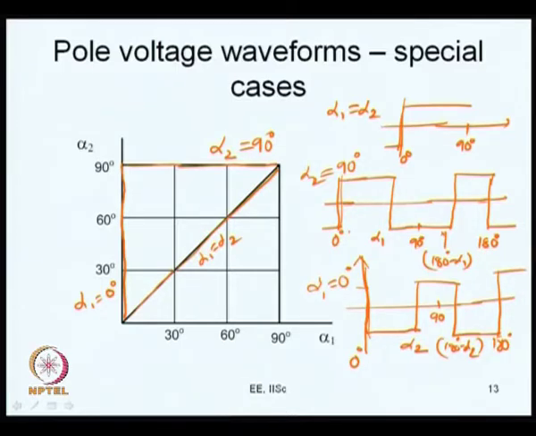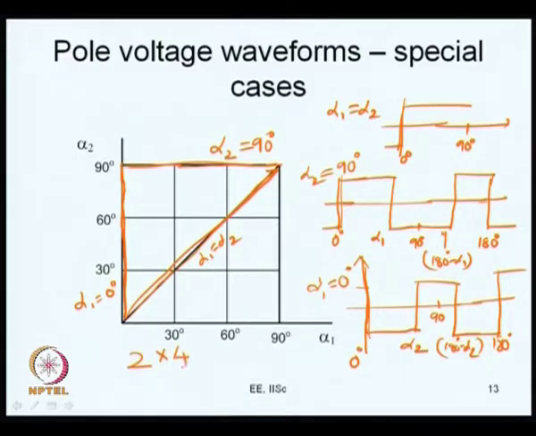So, these are the special cases of the pole voltage waveforms, and what we are looking at is along the boundary of this permissible region of interest on the alpha 2 versus alpha 1 plane. These are the special cases of pole voltages where 2 switchings per quarter get reduced to 1 switching per quarter or 0 switching per quarter. Now, what does 2 switching per quarter mean in terms of switching frequency? You have 2 switchings per quarter cycle, and how many quarters are there? There are 4 quarters.